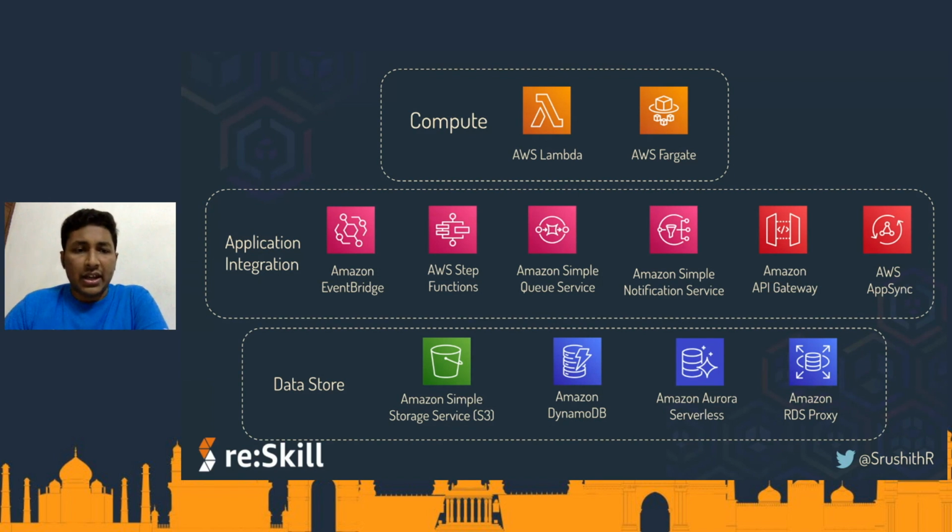Then application integration. We have a bunch of services which are serverless that can help us integrate various components of our application or various Lambda functions or various services that are available on the cloud. A few of them are mentioned here. One is Event Bridge. Now, this Event Bridge will help us, as the name mentions, it's an event bridge between various Lambda functions, between various microservices that is possible. Then we have step functions.